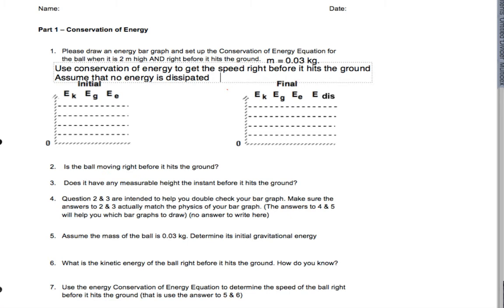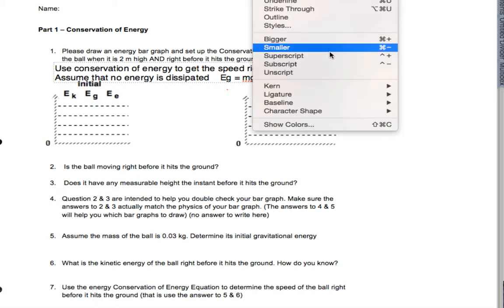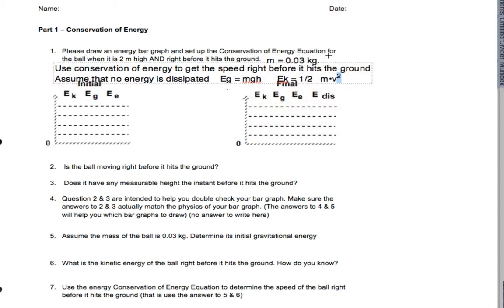And we had formulas that were given in the last set of notes, which was Eg equals mgh, and Ek, which is kinetic energy, moving energy, is 1/2 times m times v squared, like that. So using conservation of energy is pretty straightforward once you know the energy bar graphs, which is what you practiced in your first homework, and the videos are available on Haiku.